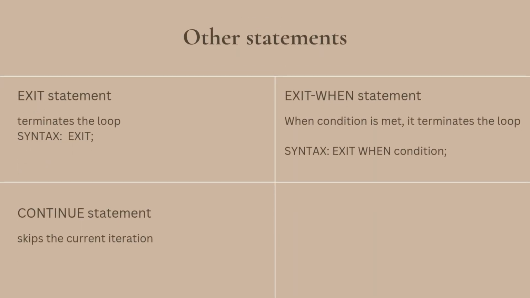There are a few statements to control the execution of loops. Exit statement is used to directly terminate the loop and get out of it. Exit when statement is used when you want to exit the loop only when a certain condition is met. Continue statement is used to skip the current iteration and continue with the next iteration in the current loop.